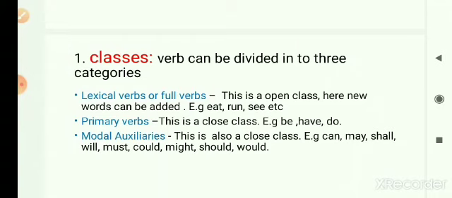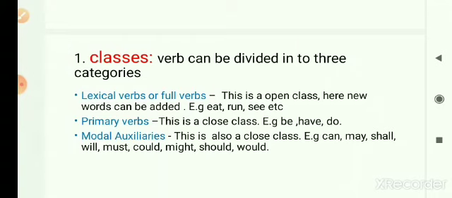What is a lexical verb? Lexical verb is also called a full verb. This is an open verb, or an open class. Why so? Because in this we can add new words. In this category, the latest word which was added was Google. We often say, I will Google and find it out.